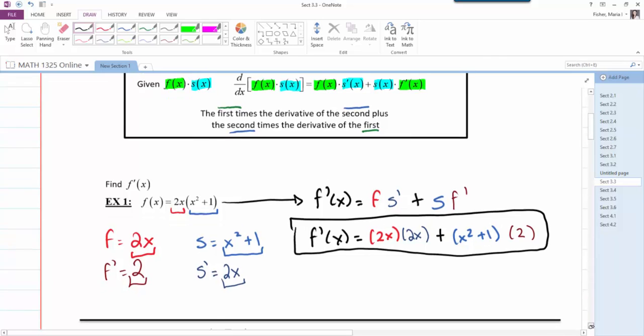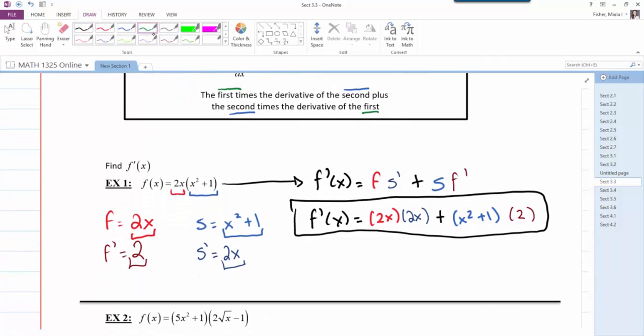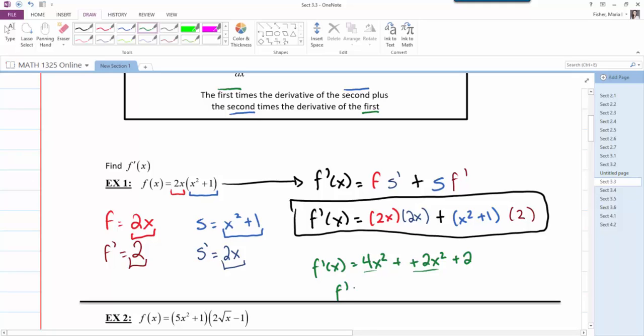So I'll just show you how to simplify it if you want to, but again, I prefer that you don't, because if you do make a mistake within your simplification, I will have to deduct points. So if we were to simplify this, if I multiplied 2x times 2x, I'd get 4x squared. Plus, if I distribute my 2 to both x squared and 1, I would get 2x squared plus 2. And then if I combine like terms, I get that f prime of x is equal to 6x squared plus 2. So again, if you simplify and make a mistake, I will have to deduct points. So if you can go ahead and just not simplify unless you really have to, then I would just leave it as what we boxed.